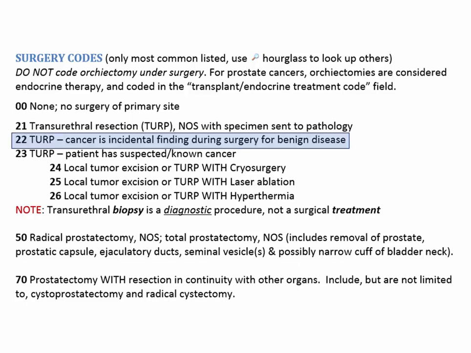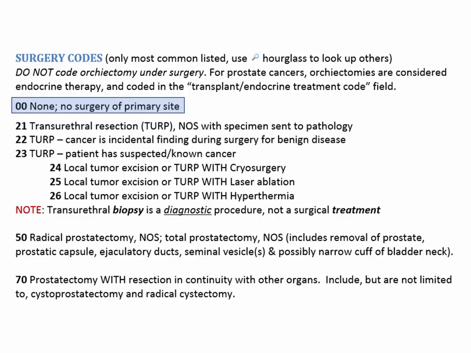Another example, patient with a rising PSA and normal DRE has biopsies that showed prostate cancer, then the patient goes on to have only radiation as first course of treatment. In that case, surgery code would be 00.